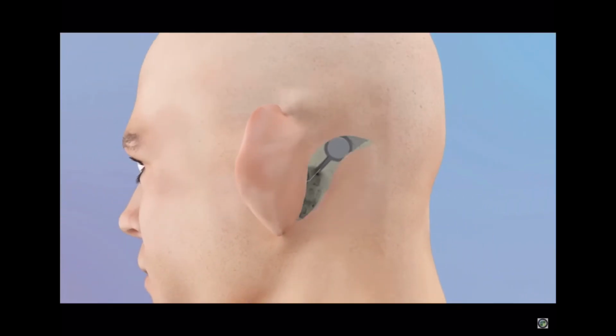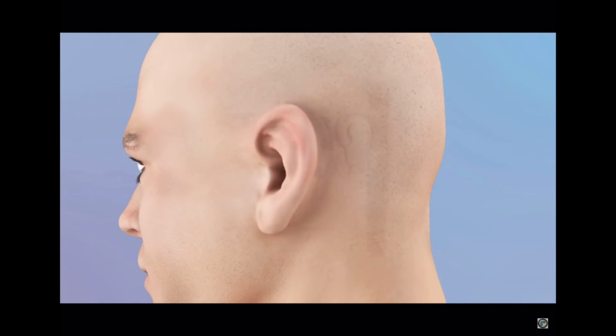The incision is then closed. After the incision has healed, the external components of the cochlear implant can be worn and the process is complete.